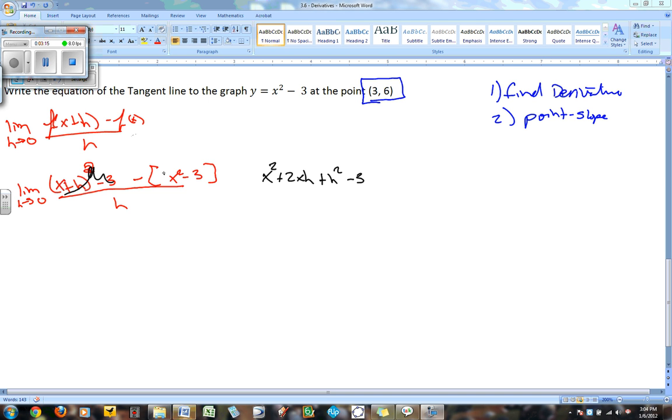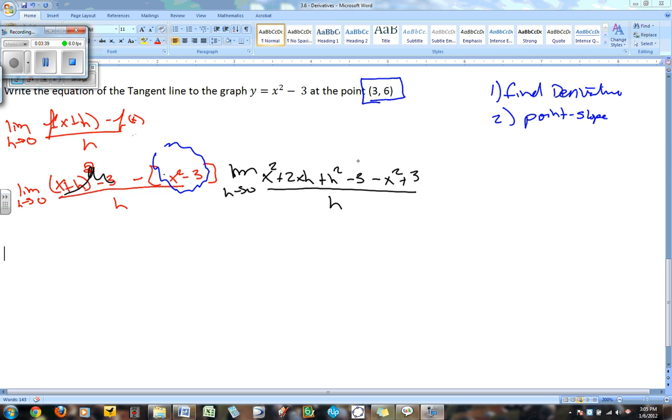Now I'm going to distribute my negative sign because that's what this is telling me to do. So I'm distributing my negatives to minus x squared plus 3. And again, this is all over h. And to keep my calculus teacher in mind and happy, limit as h approaches 0. All right, and like I said, the beauty about using the definition of derivative is that these terms over here will always cancel something out for us.